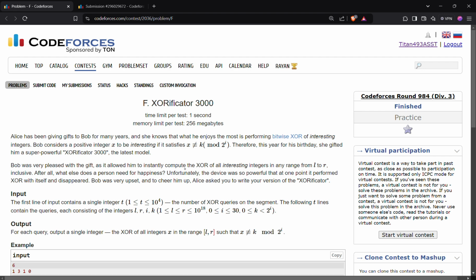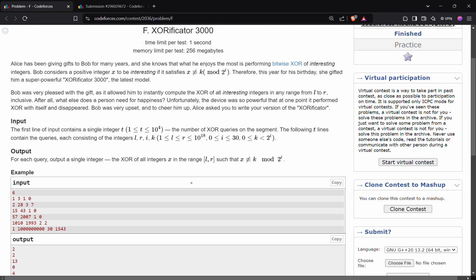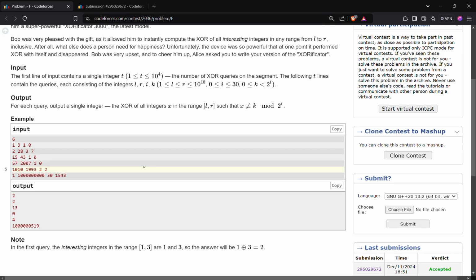For some reason that Xorificator got lost or something happened to it, so we are given the task to implement the same Xorificator. The input will be given like L, R, i and k, where L is the left limit of the range, R is the right limit of the range, i is the power to which 2 is raised and taken mod with some integer x, and k is the remainder that should not occur for an integer to become interesting. So yes, this is basically the question.